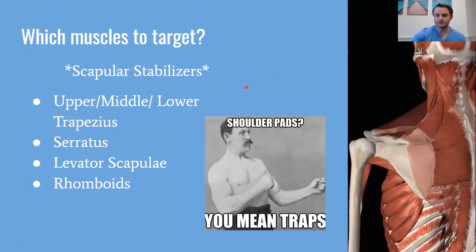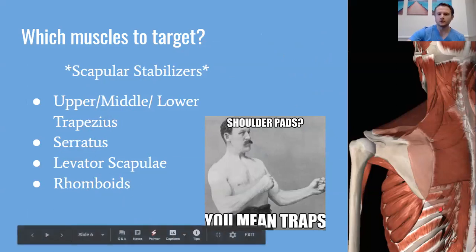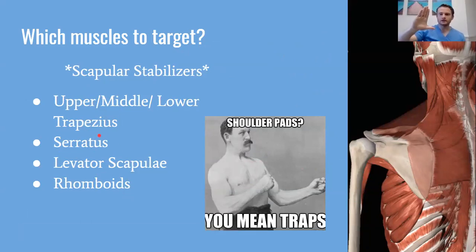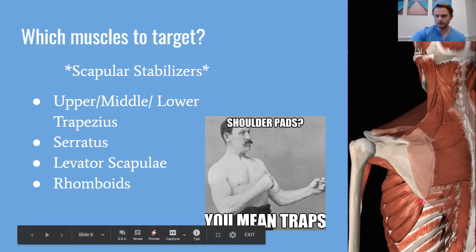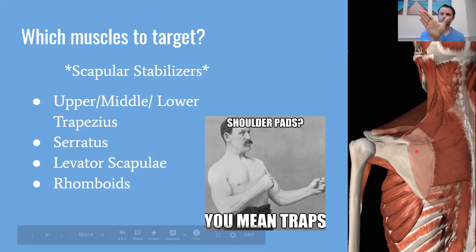Now, the other ones are the scapular stabilizers. These are kind of adjunct to the rotator cuff, so they help the rotator cuff out. We have the trapezius muscles, the serratus, the levator, and the rhomboids. In order for that arm to go up, the shoulder blade needs to be stable and help it along, right? This shoulder blade here, the scapula, needs to rotate up to help the arm go up as well. So it's a two-part process.